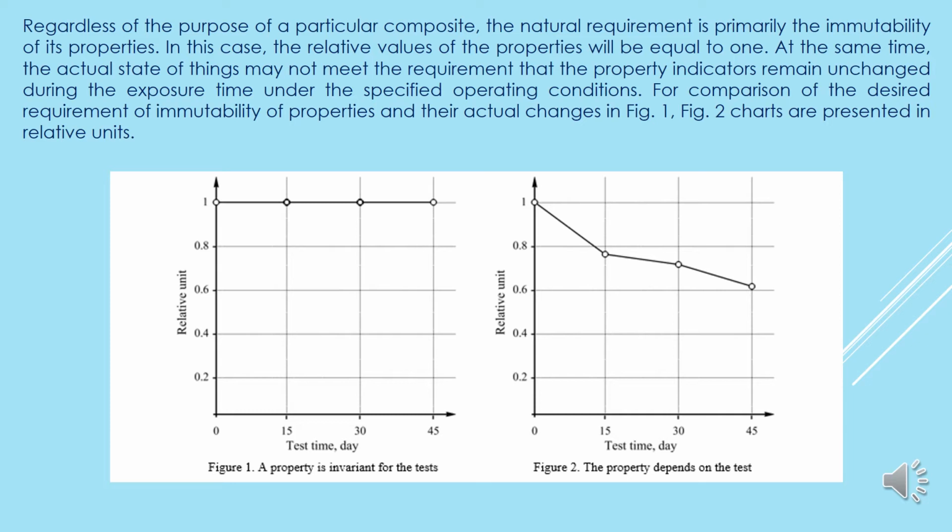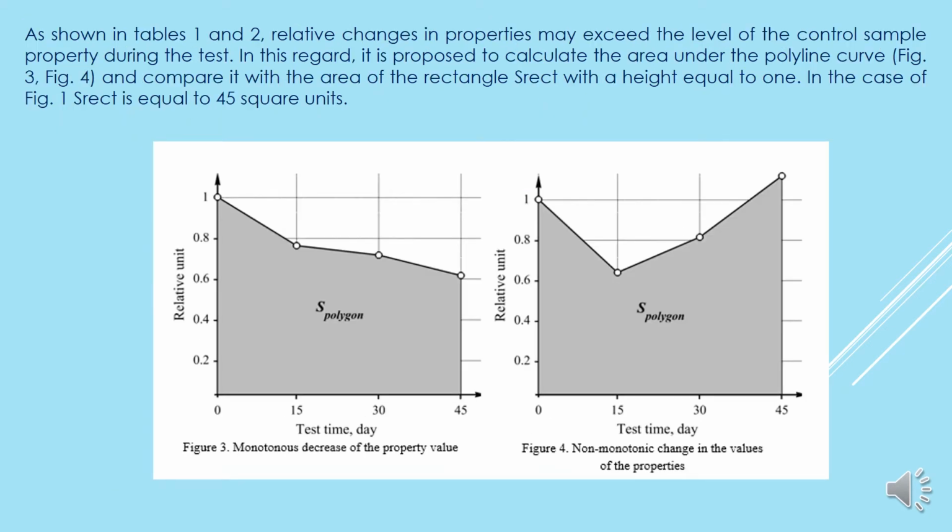For comparison of the desired requirement of immutability of properties with their actual changes, Figure 1 and Figure 2 present charts in relative units. On Figure 1 you can see a property that is invariant for the tests. On Figure 2 you can see a property that depends on the test. As shown in tables 1 and 2, relative change in properties may exceed the level of the control sample property during the test.